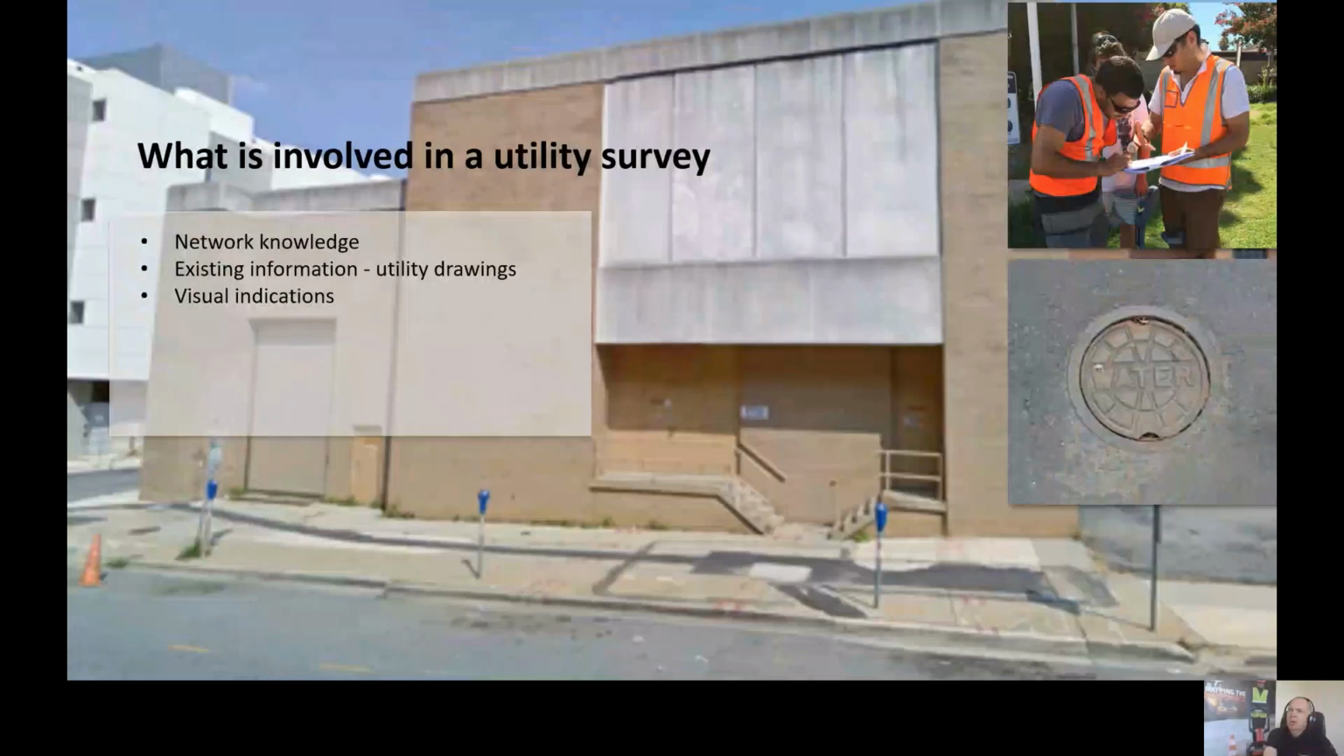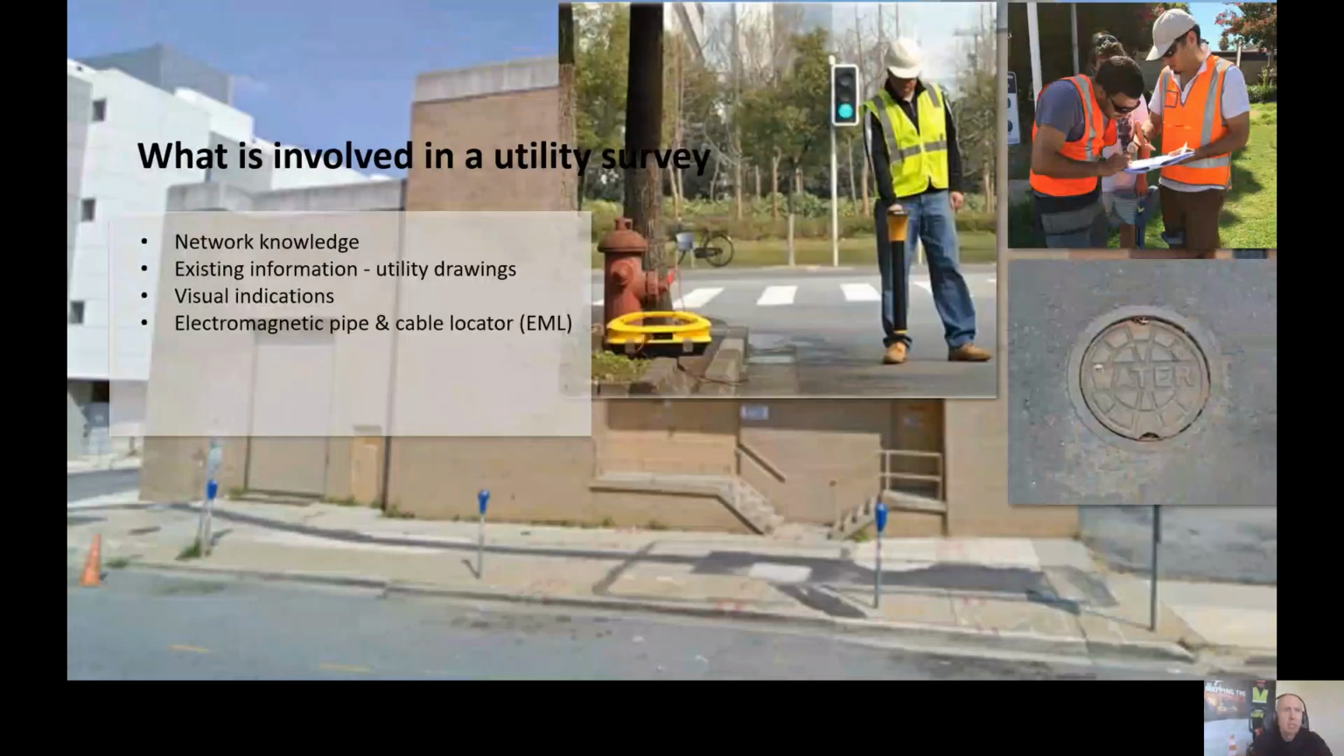That's probably one of the first things that I do when I arrive on site, is to visually have a check round, have a look for these visual signs. I'm talking about street lights, manholes, scars, trenches, etc. All these things. Next would be to deploy the electromagnetic pipe and cable locator. I'm going to talk a little bit more about that in a few minutes.